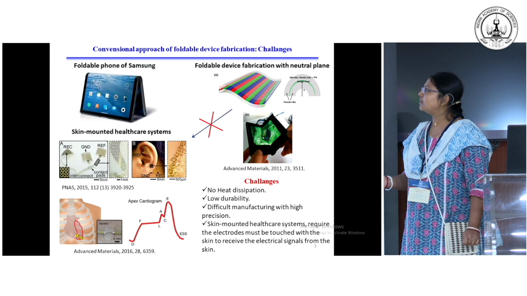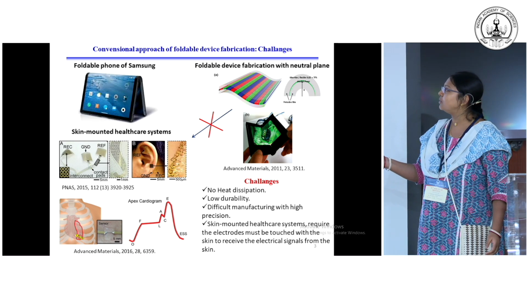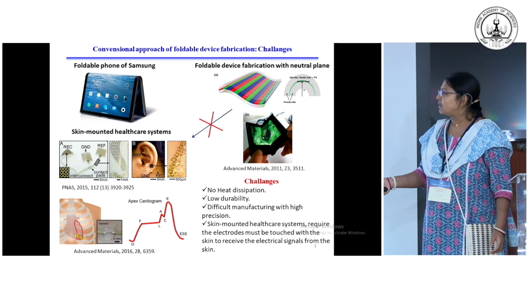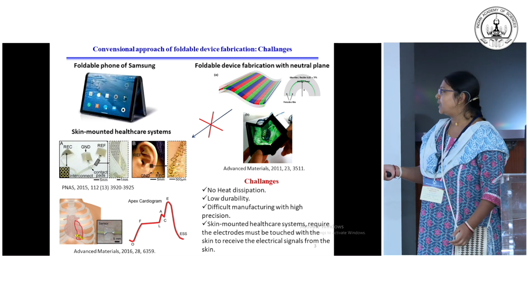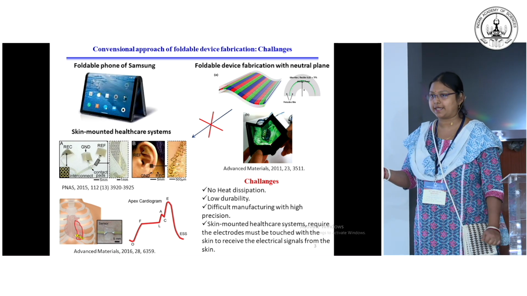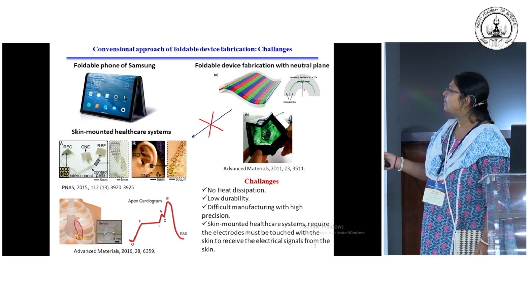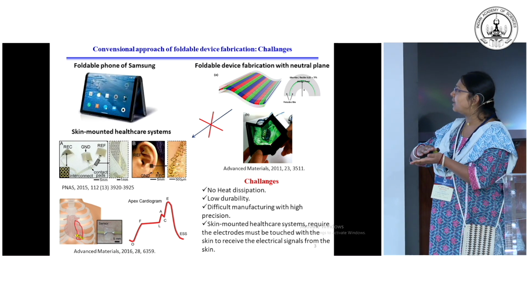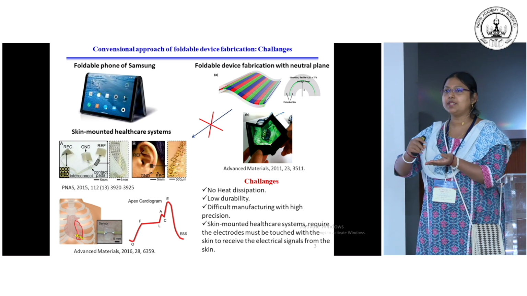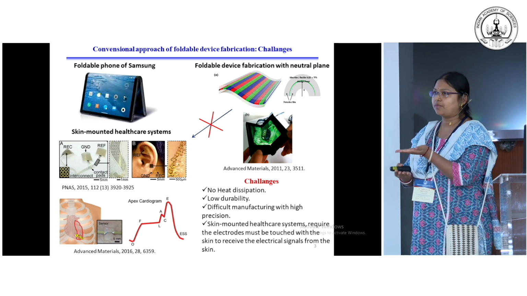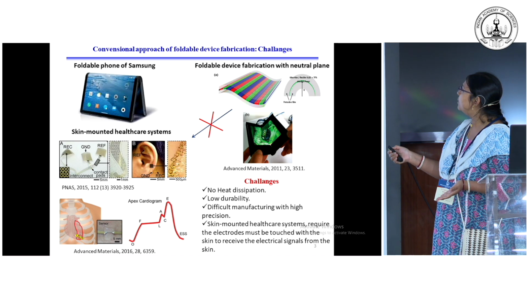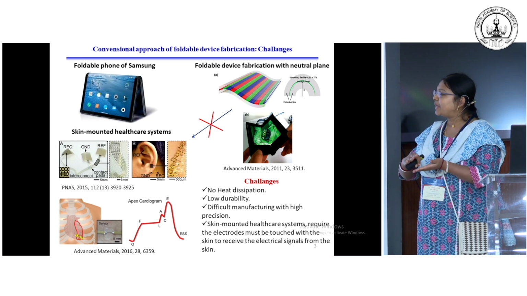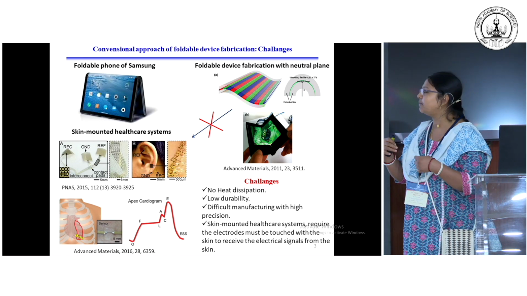Nowadays, foldable devices like the foldable phone launched by Samsung and other companies, or some healthcare devices, are becoming very popular. The key component of these devices is a foldable metal circuit. Conventionally, foldable metal circuits are prepared by encapsulating the metal circuit in between two thick polymer layers, top and bottom. Those polymer layers are called the neutral plane.